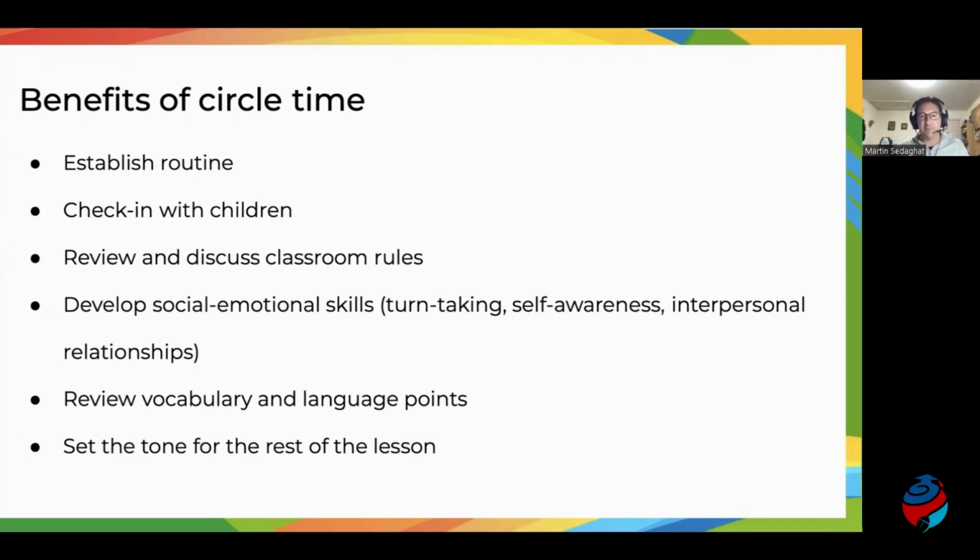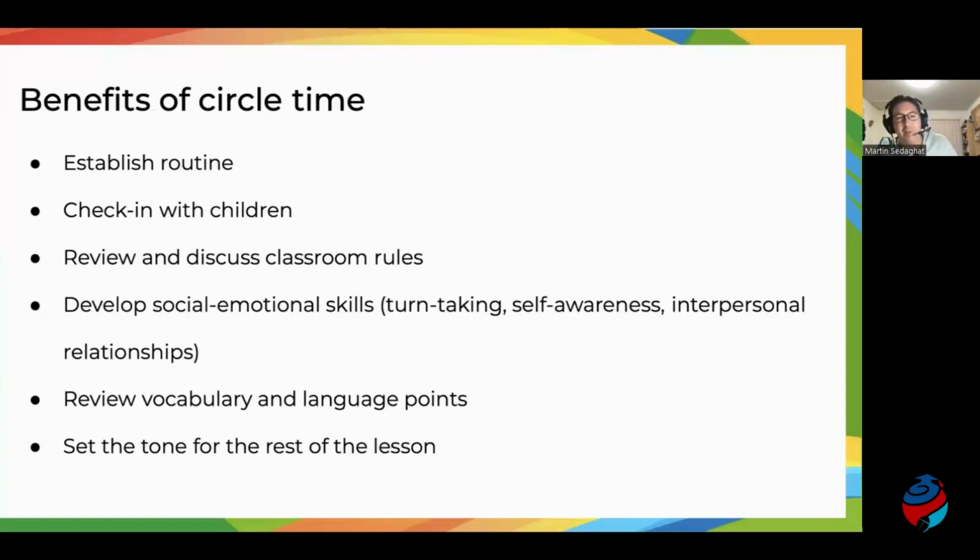So they have to actually pay attention to each other and consider each other's answers and emotions. Then you have review vocabulary and language points. Of course, this is a language lesson, so we want to bring that into it. Maybe even if the topic is body parts for this week, circle time can be a good chance to bring in some vocabulary from previous lessons and just get them thinking about it a bit, bring it back a little bit. And finally, to set the tone for the rest of the lesson.